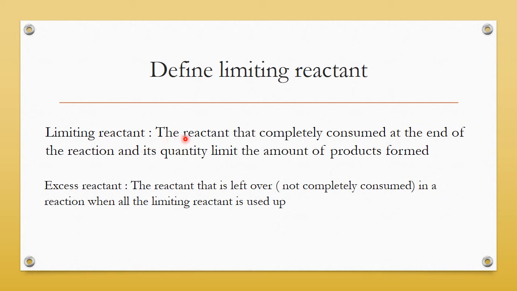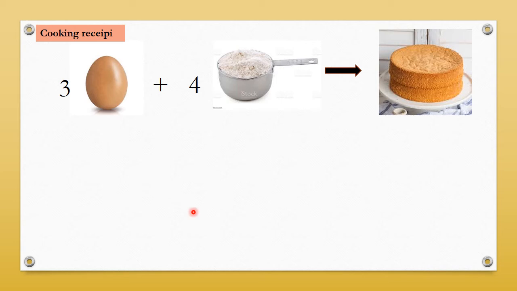Limiting reactant is the reactant that is completely consumed at the end of the reaction, and its quantity limits the amount of the product formed. So it means that at the end of the reaction, there will be no more limiting reactant left. And excess reactant is the opposite, which is the reactant that is left over, and it is not completely consumed in a reaction when all the limiting reactant is used up.